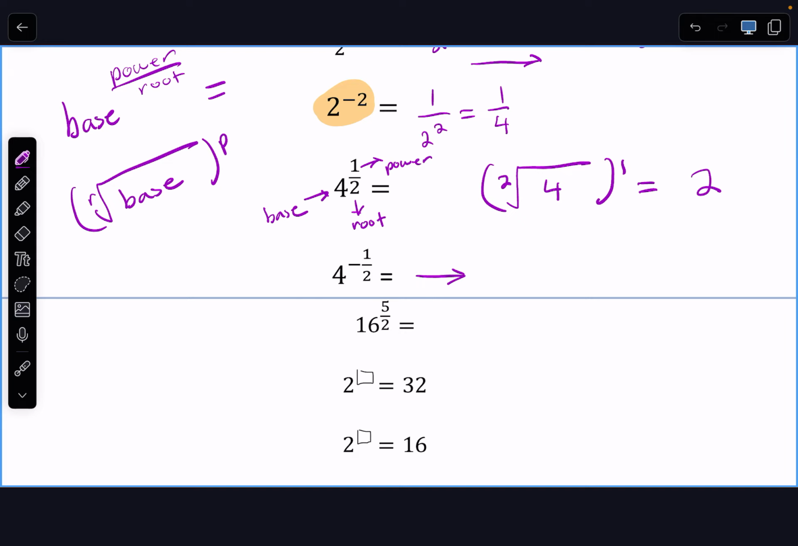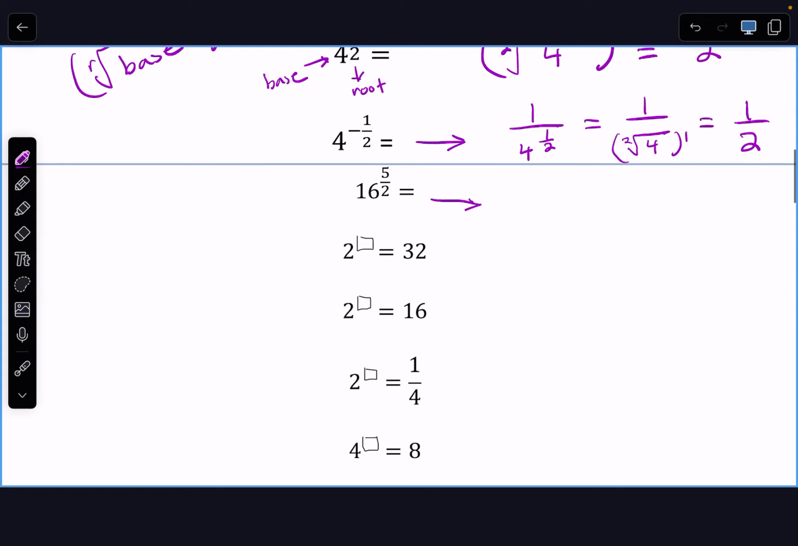For this one right here, it's like a combination of the two. So what we're going to do first is we're going to take care of the negative exponent. So we're going to write 1 over 4 to the power of a half. And then I'm going to write 1 over square root of 4. And this just becomes 1 over 2.